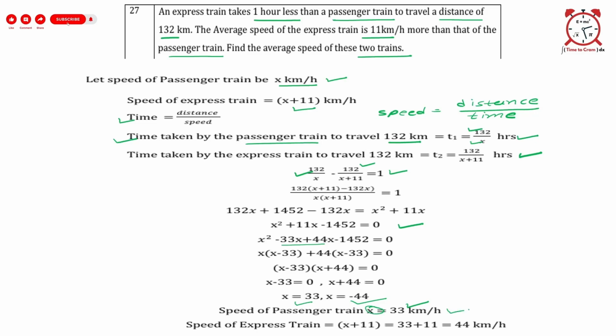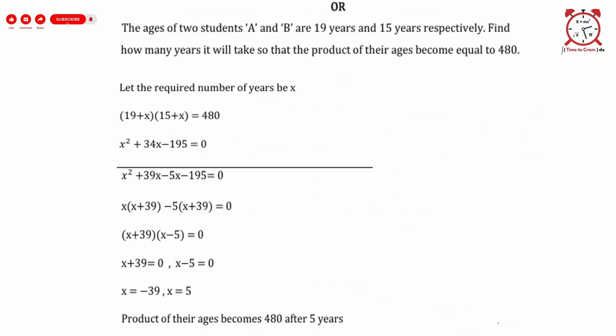So this is the speed of the passenger train, and it is given that the express train is running 11 km per hour faster. So here we have to add 11 to the speed of the passenger train, then we get the speed of the express train. In that way we have to solve this sum by writing all the steps properly. Okay, let us move on to the next sum.